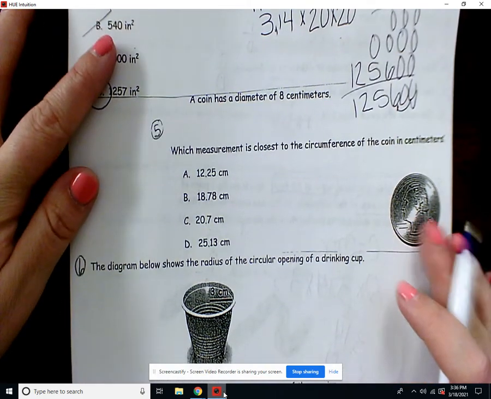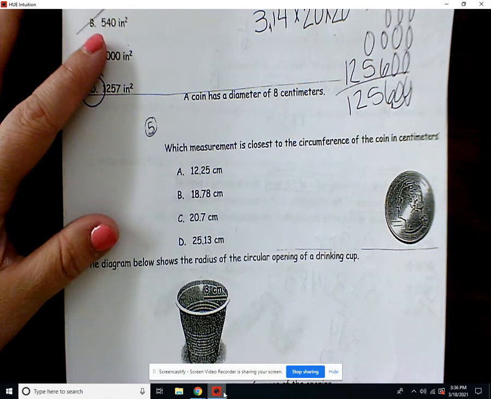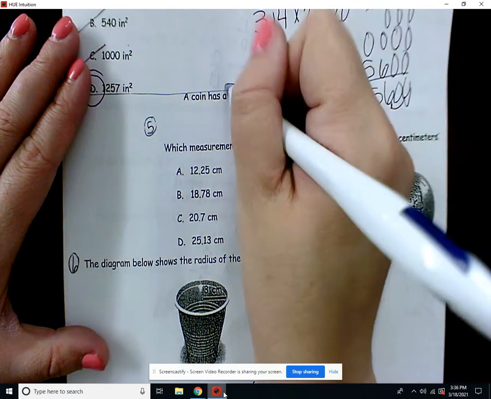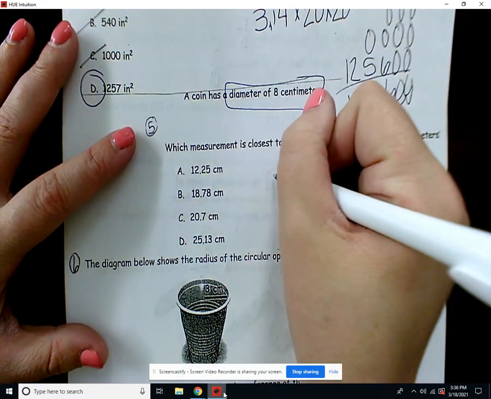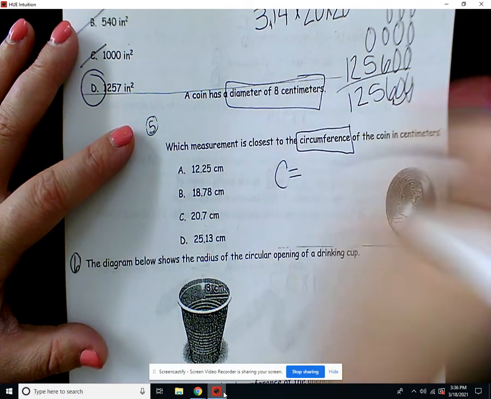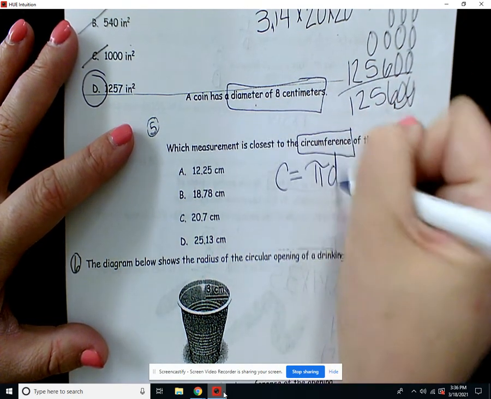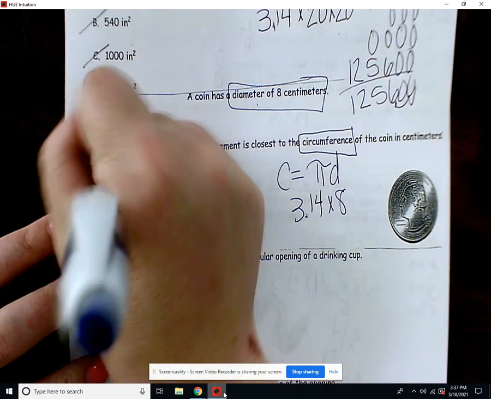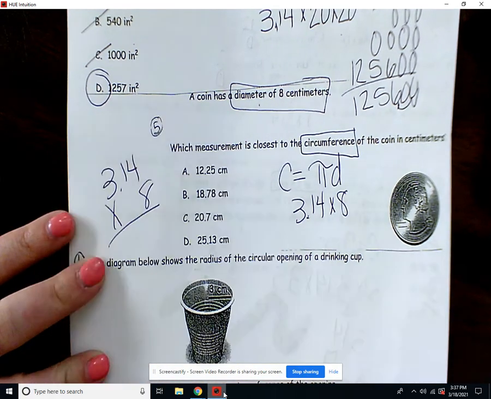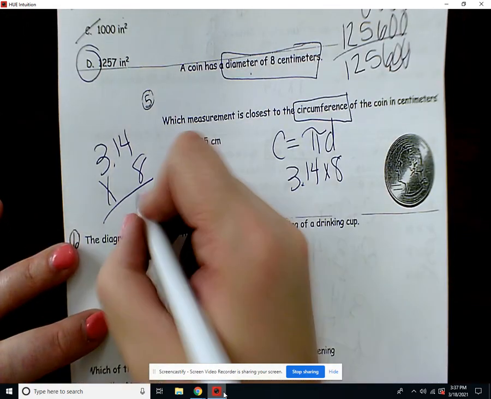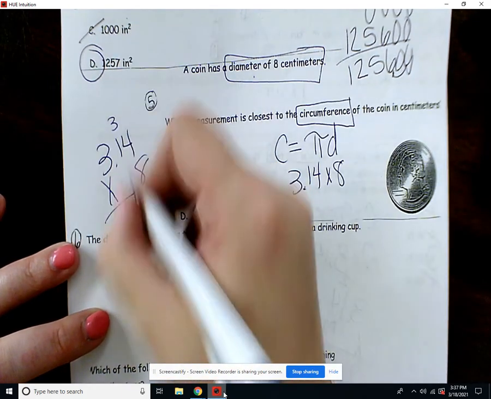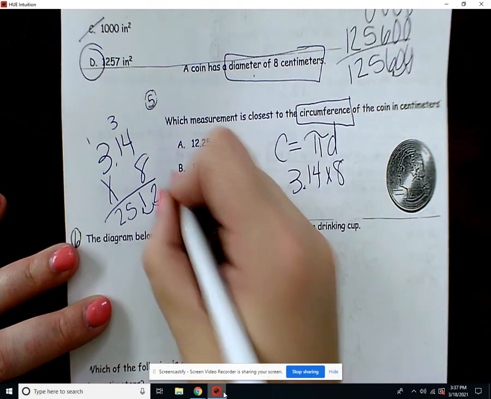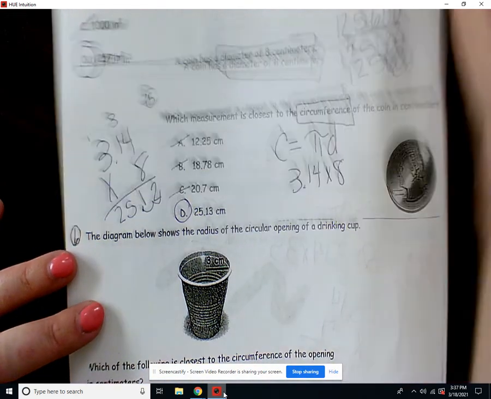Okay, number 5. A coin has a diameter of 8 inches. Which is closest to the circumference of the coin in centimeters? So circumference and diameter. We know the formula is going to be C equals. Since it's a diameter, we're going to do pi d. So pi is 3.14. Our diameter is 8. And then we're going to multiply those together. 3.14 times 8, and find the closest answer. And that's going to be D, 25.13.